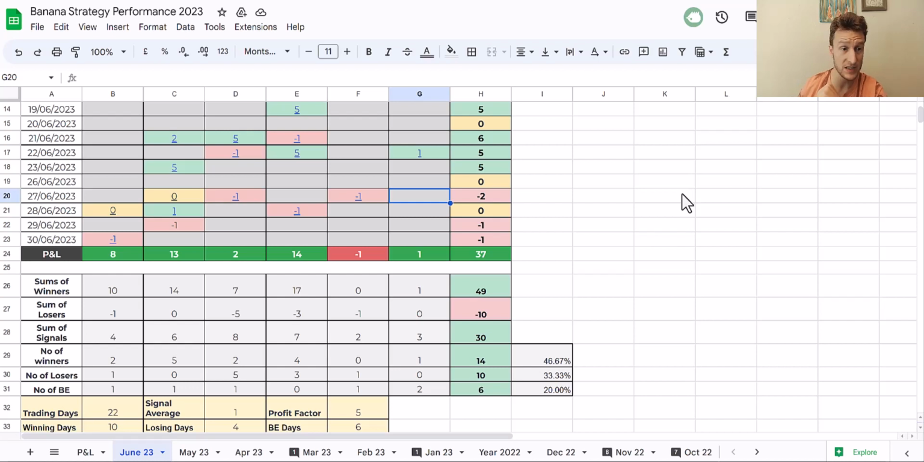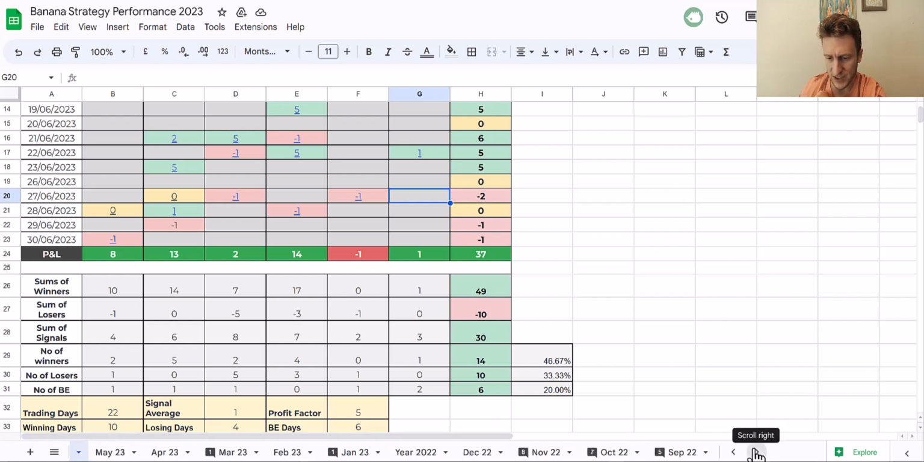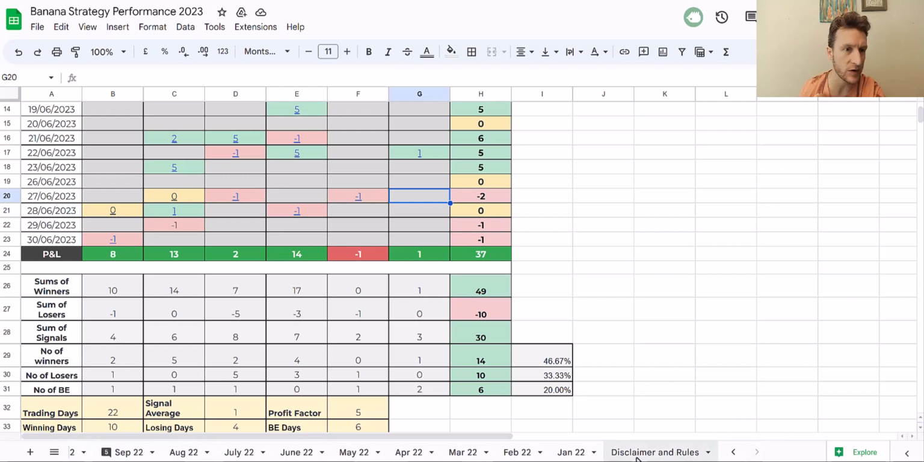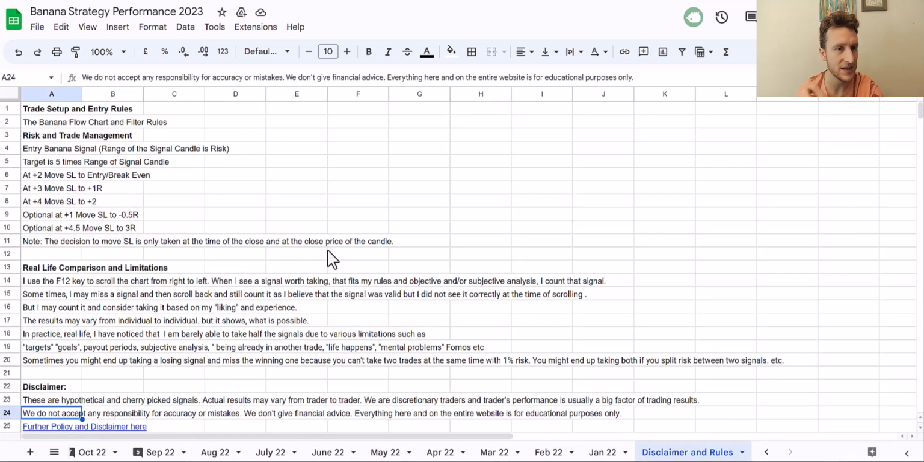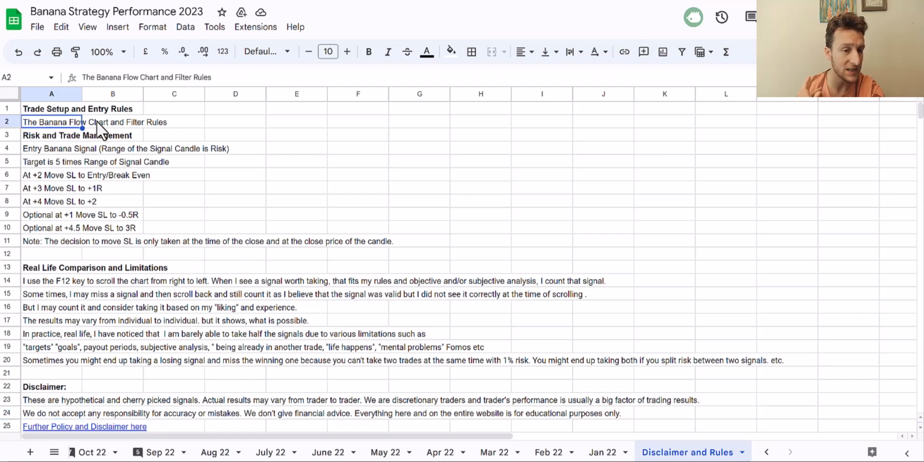So this is a special one. It's a weekly and a monthly recap. Before we get into it, let's go over a disclaimer on the rules of how we're counting these trades. These trades are based on the banana indicator, the banana signals. We have a flow chart of rules and filters that we use. That's part of our course for the banana indicator.